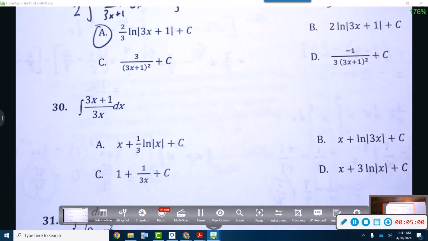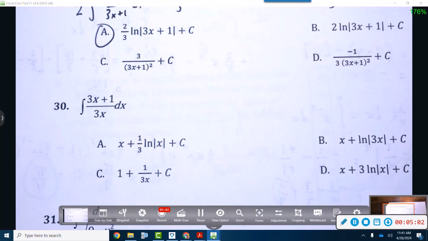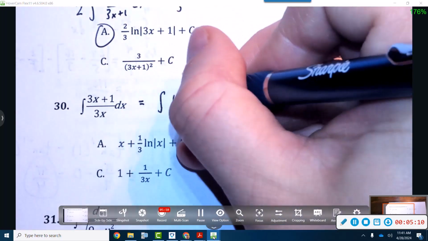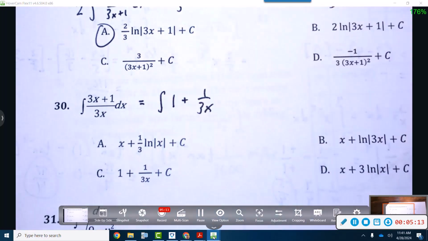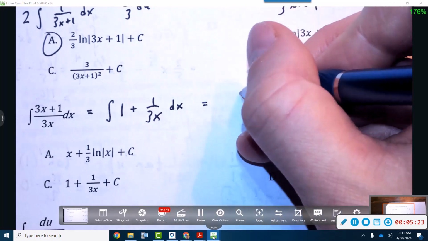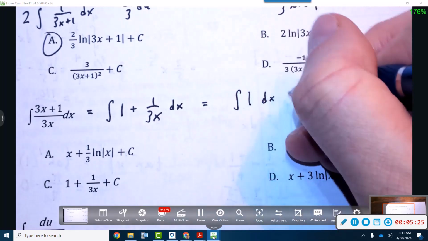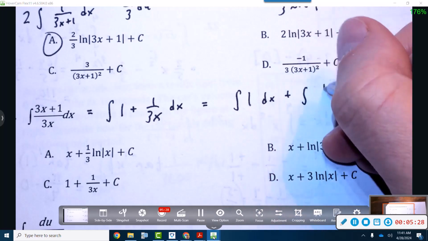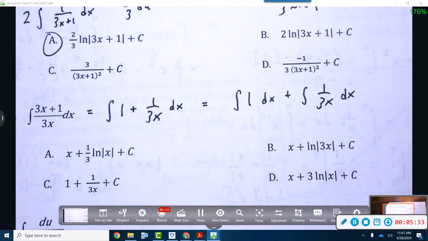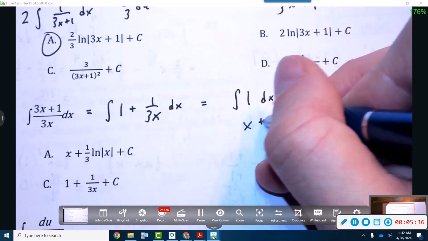Okay, now this guy looks a little crazy. I actually don't like the way he looks. I'm going to go ahead and do this. I'm going to split him up. Now look at how easy that was. That's pretty cool. What I can also do is I can keep splitting him up. I will split him up again. So now I got the antiderivative of 1 dx plus the antiderivative of 1 over 3x dx.